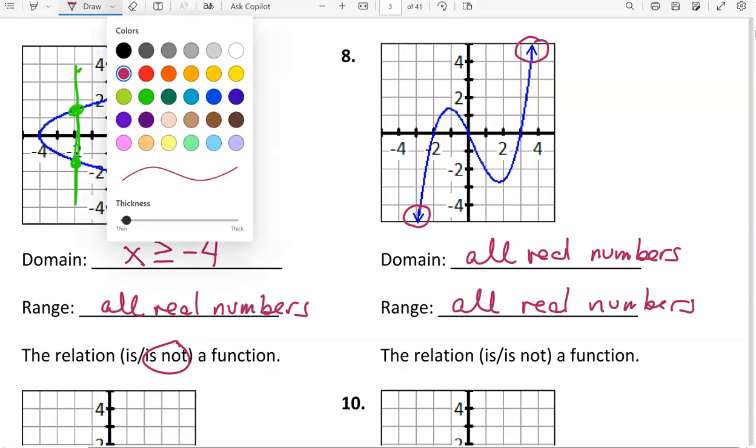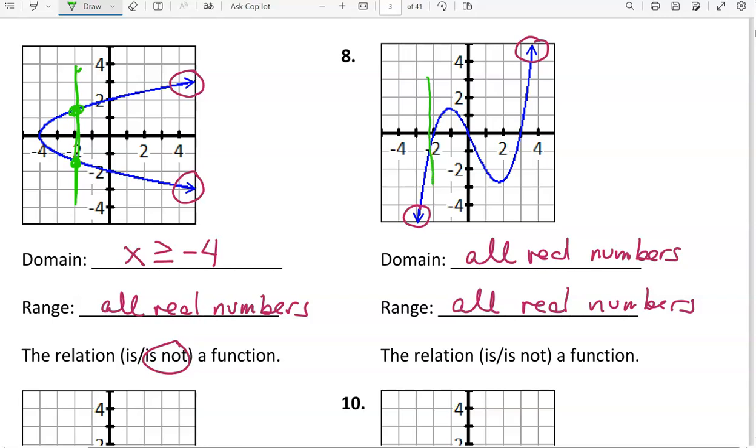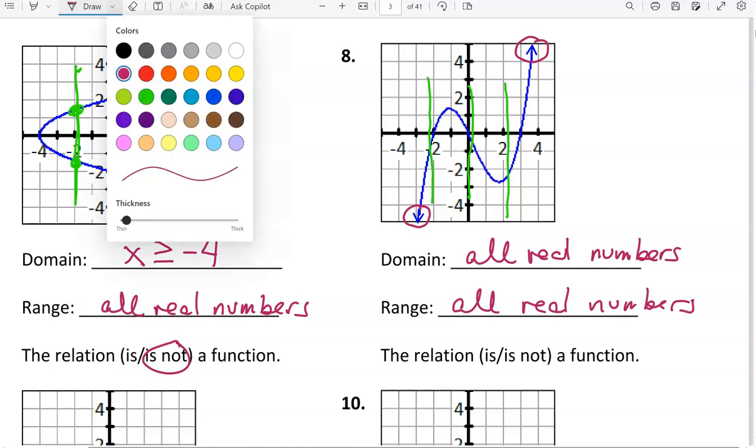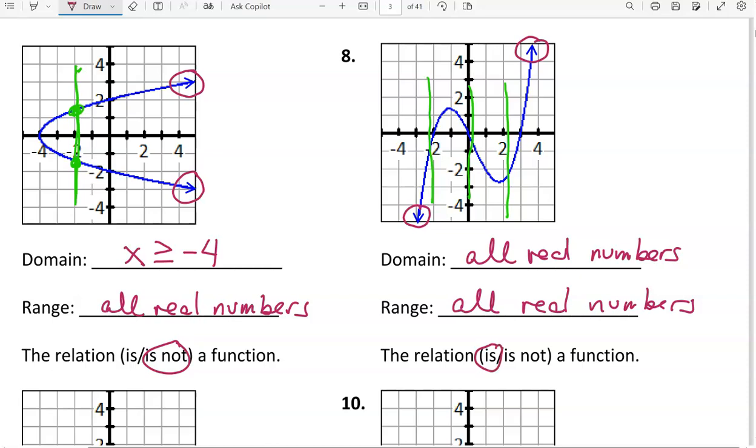Let's pass a vertical line through this graph. Intersects once, intersects once, intersects once. It appears that a vertical line will never intersect more than once, so this relation does represent a function.